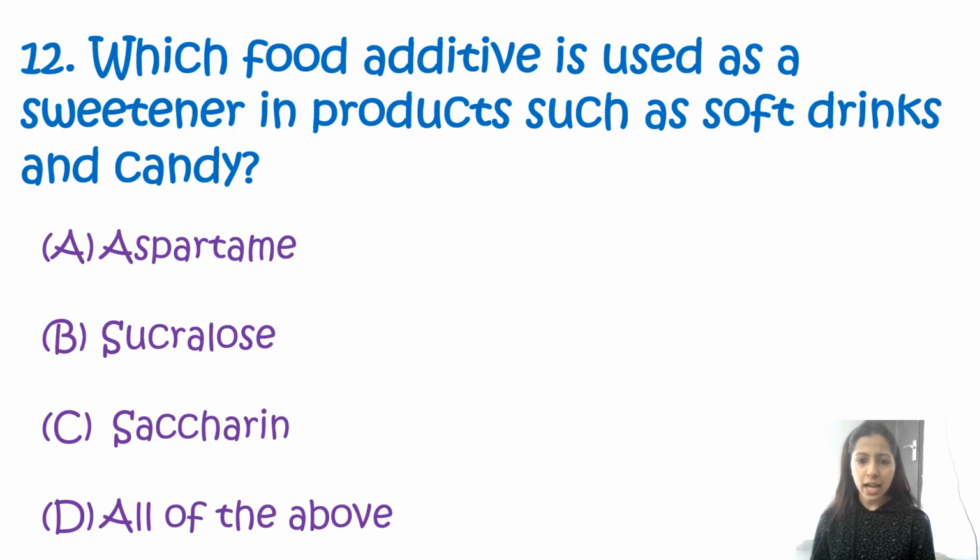Which food additive is used as sweetener in food products such as soft drinks and candies? Option A, aspartame. Option B, sucralose. Option C, saccharins. Option D, all of the options. So, which food additive is used as a sweetener in food products?